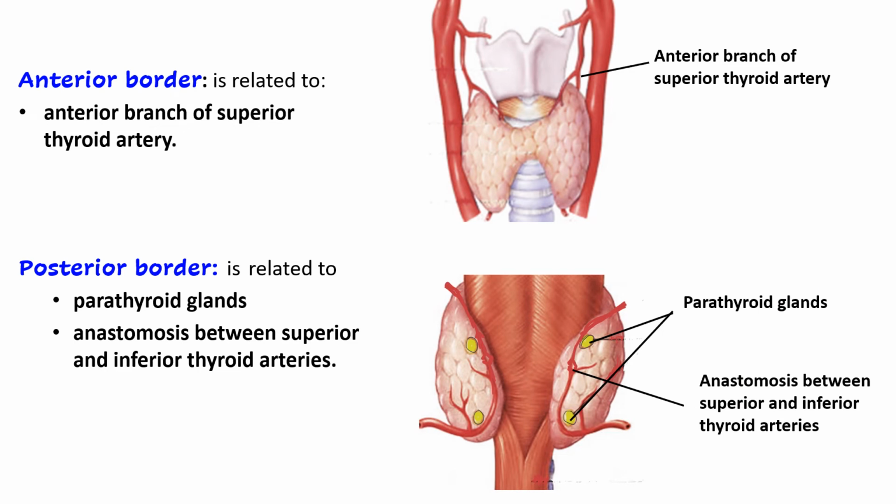Relations of the borders of the lobes of the thyroid gland. So here we can see this is the anterior border and this is the posterior border. The anterior border is going to come in relation to the anterior branch of the superior thyroid artery. This is the superior thyroid artery, a branch of the external carotid artery, dividing into a posterior branch and an anterior branch. The anterior branch is going to run along the anterior border. The posterior border, which you can see here, is coming in relation to the parathyroid glands, and there is an anastomosis between the branches of the superior thyroid artery and inferior thyroid artery. So that will be coming in relation to the posterior border.